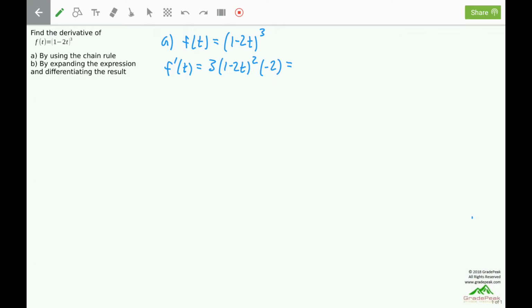Since everything is multiplied here, the 3 and the negative 2 can be put together, multiplied to negative 6, and we have negative 6 times (1 minus 2t) squared for our derivative.